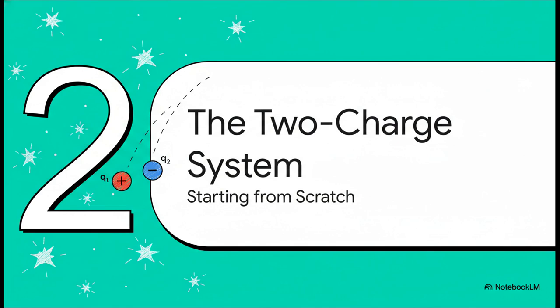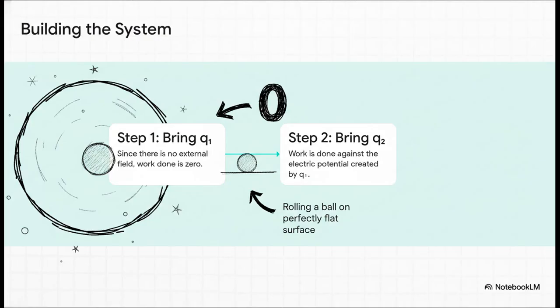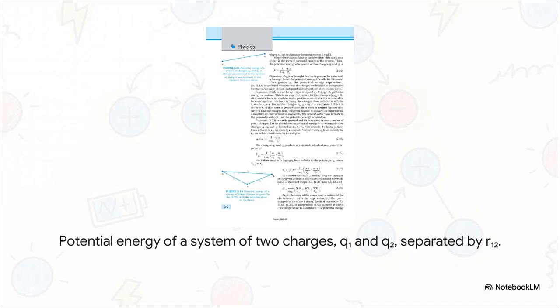Let's start with the absolute simplest case we can think of. Picture a completely empty universe. Nothing, nada, zip. Our job is to place just two little electric charges into this void. We'll call them Q1 and Q2. Okay, so first up is charge Q1. We bring it in from infinity and, well, that's it. Since there's nothing else around, there's no electric field to push or pull against, it's a freebie. The work needed is zero. Costs us absolutely nothing.